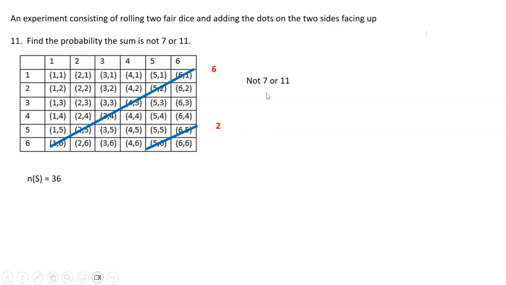Instead, let's do this. 7 or 11 is going to be 8, right? So how many are there total? 36. So we're going to subtract 36 minus 8, divided by 36. So the answer will be 28 over 36. If we simplify, it's going to be 7 over 9. Or like I said earlier, you can count all of them except the ones that are crossed out. It'll give us the same result.